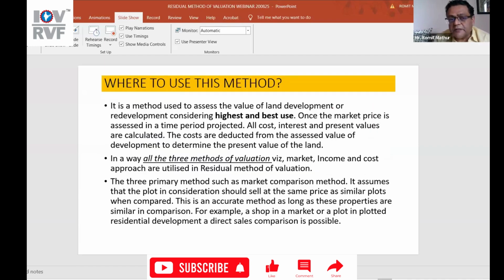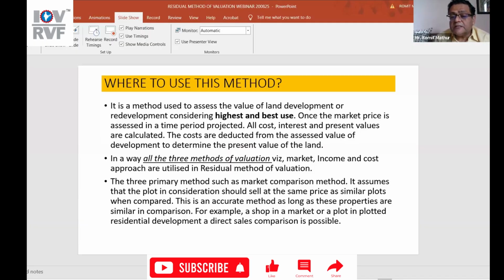As I said, where to use this method? It is a method used to assess the value of land development or redevelopment, considering highest and best use. Once the market price is assessed in a time period projected, so you do take up the future values. All cost, interest, and present values are calculated. The costs are deducted from the assessed value of development to determine the present value of land. Now, in a way, all three methods of valuation, that is market, income, cost approach, or either of the two, are utilized in residual method of valuation.